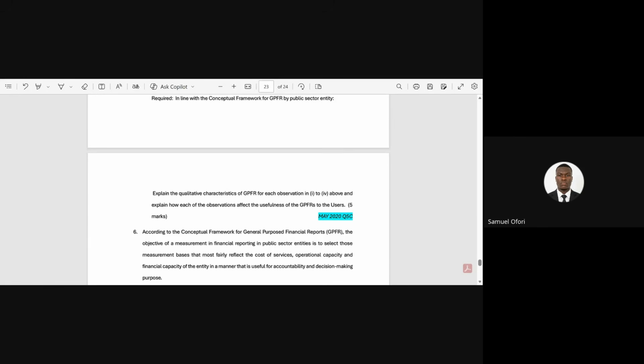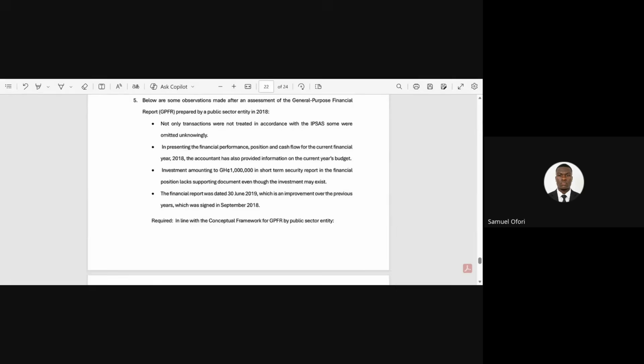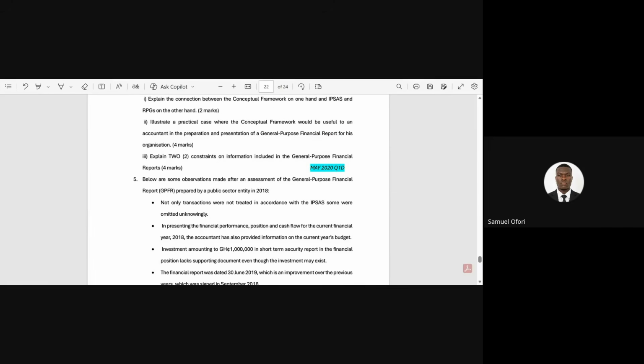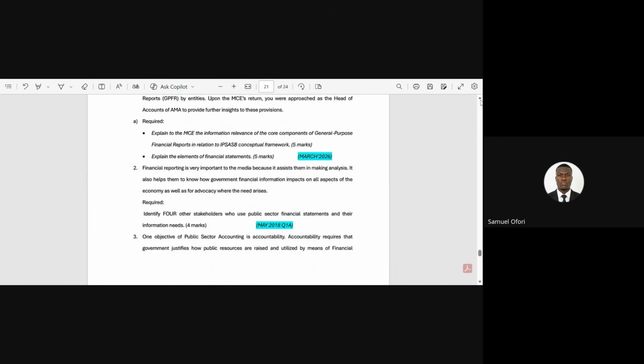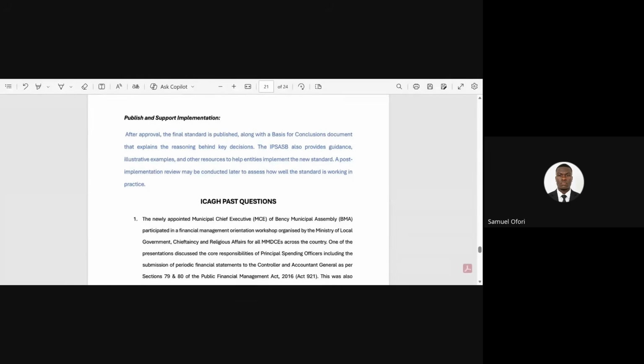And also May 2020, question 5C. Explain the qualitative characteristics of the general purpose financial reports for each observation. So they gave you some observations here to do. So if you come here, I have some questions for you. You can go through them. Past questions, you can go through them.